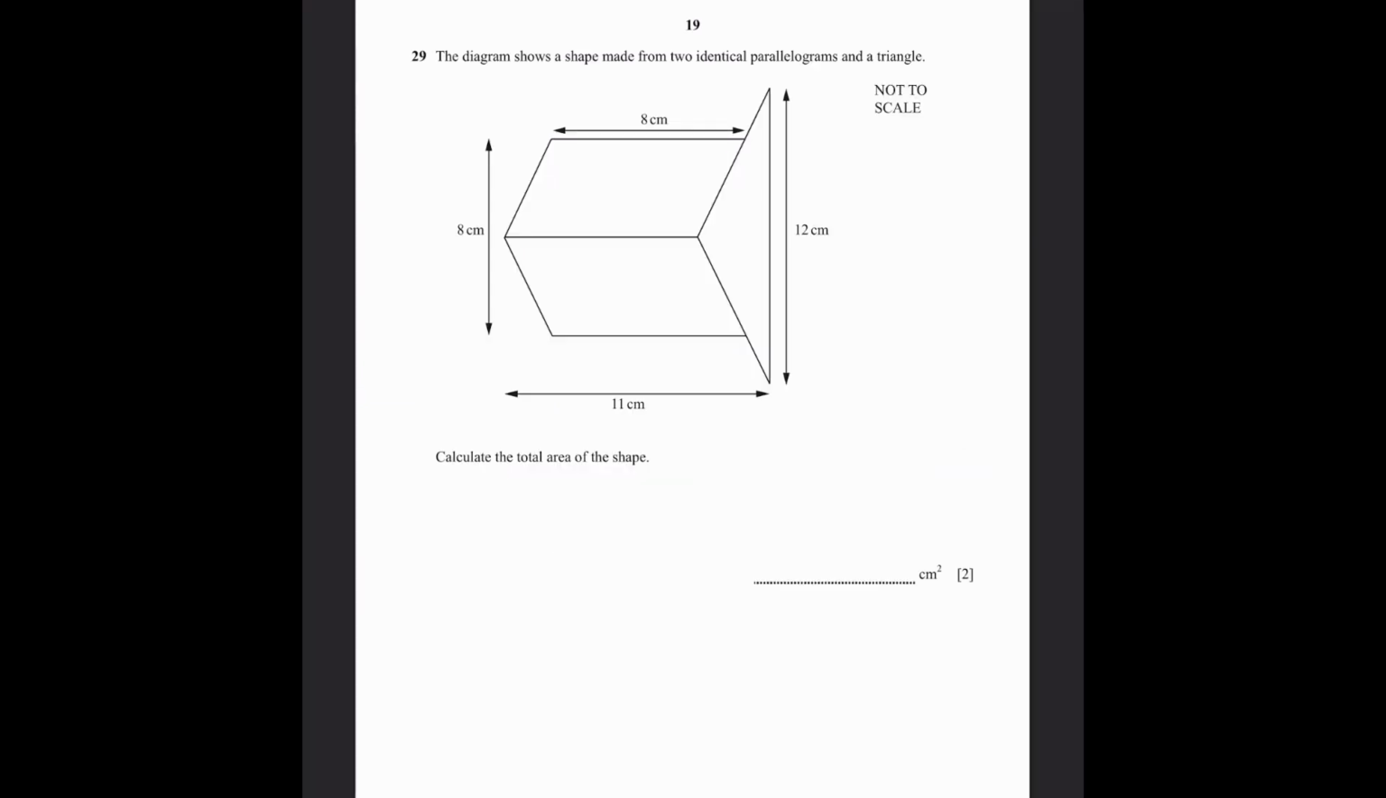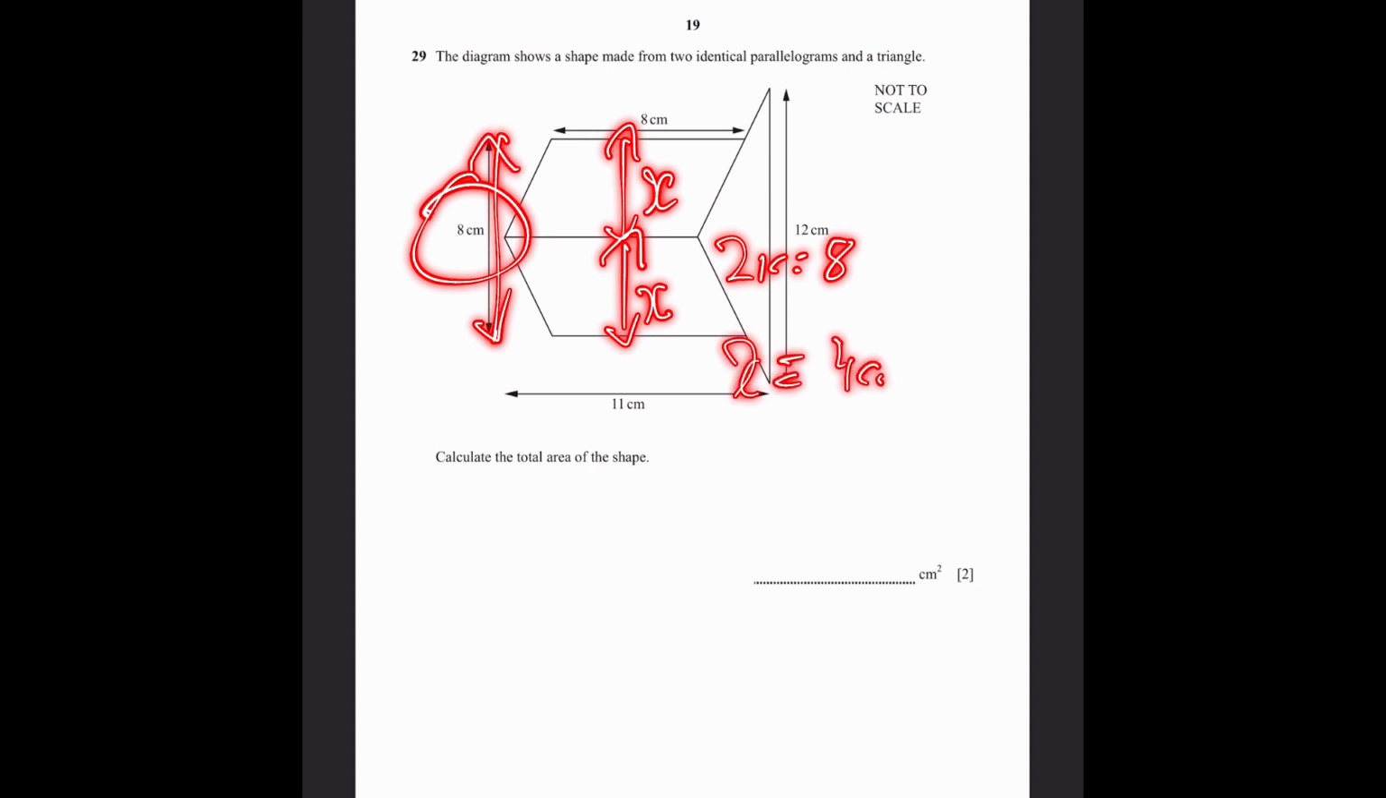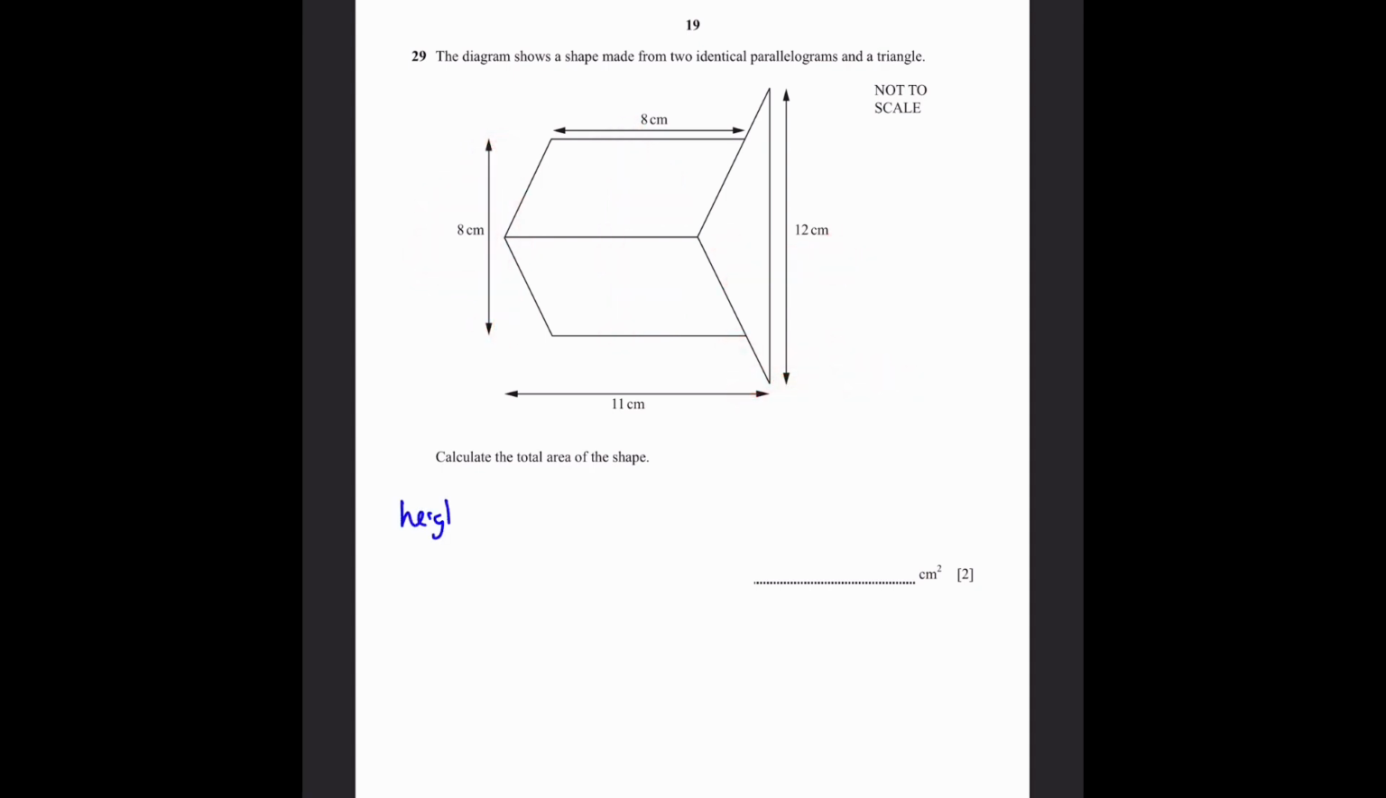Question 29. The diagram shows the shape made from two identical parallelograms and a triangle. Calculate the total area of the shape. One thing we need to note is the two parallelograms over here are identical, which means the height and the lengths will also be identical. If the heights are identical, then both of these are the same thing, so we can name it as x. That means 2x is equal to 8 centimeters, which is given here, and x is equal to 4 centimeters. That means height of parallelogram, which I shall write as P, is equal to 4 centimeters.